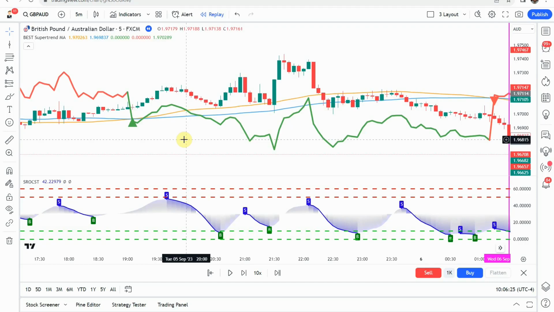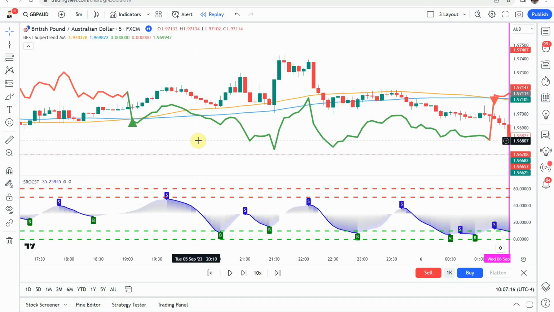And so in the testing of the Kelman filtered ROC stochastic here at the bottom of the screen, it was able to achieve a 66% win rate with 12 trades in the 1 year's time.